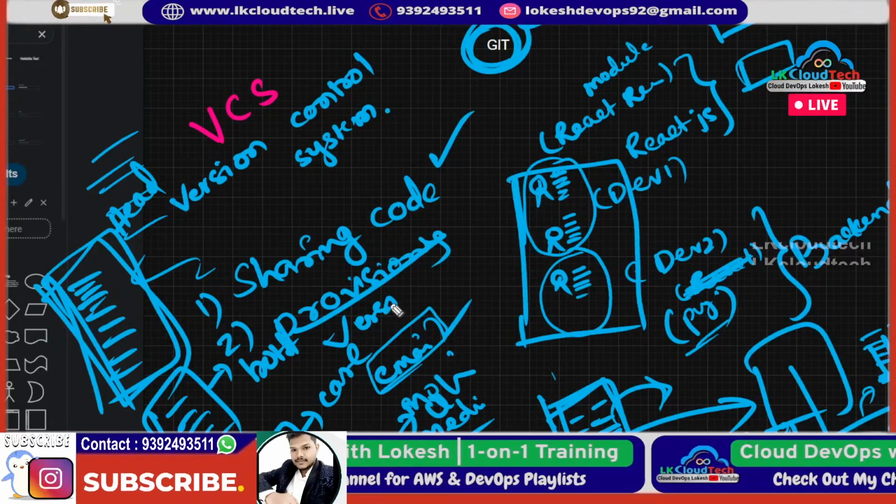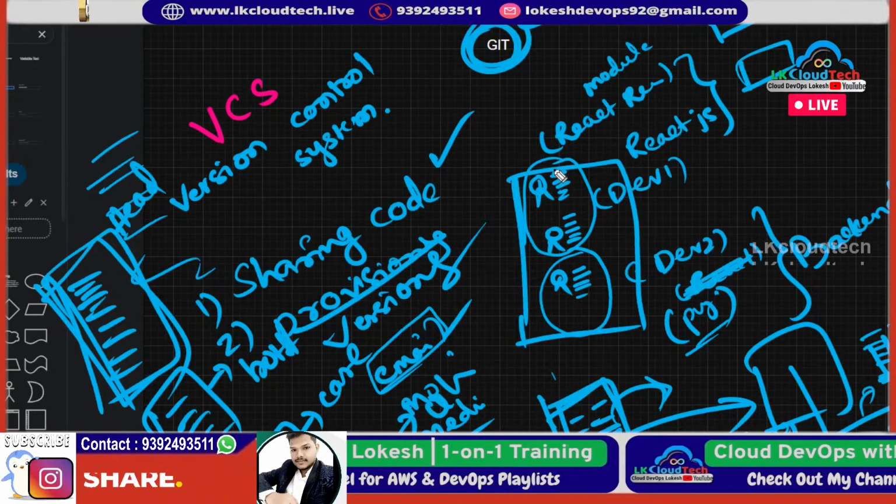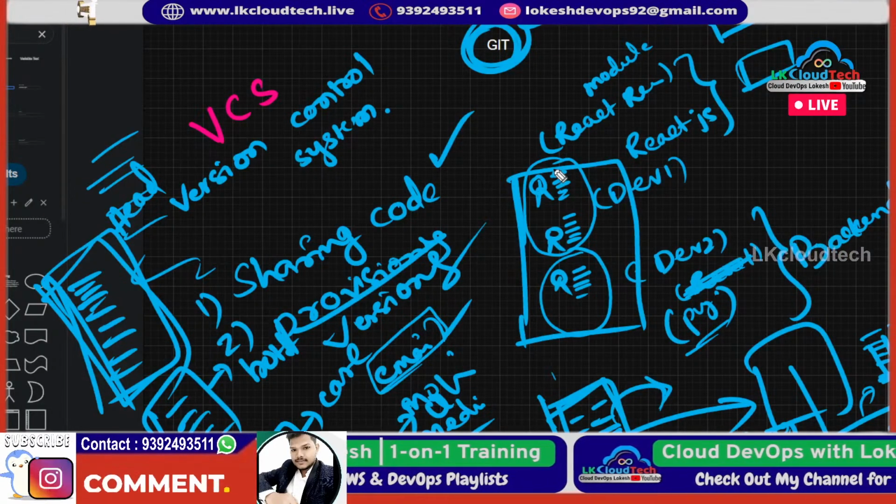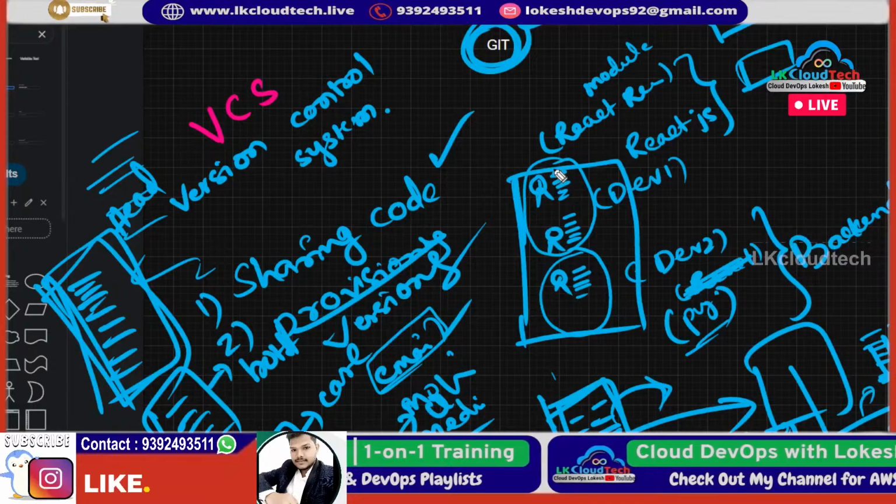Sorry, I wrote something like provisioning. Okay, it's okay. I'm sorry. So what is versioning? Let's take a small sample example.